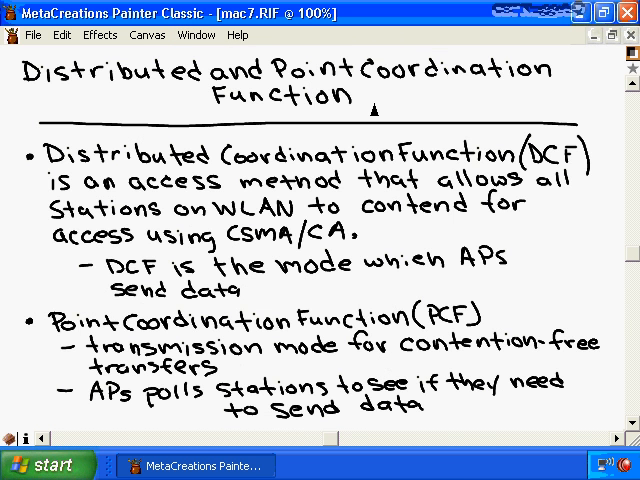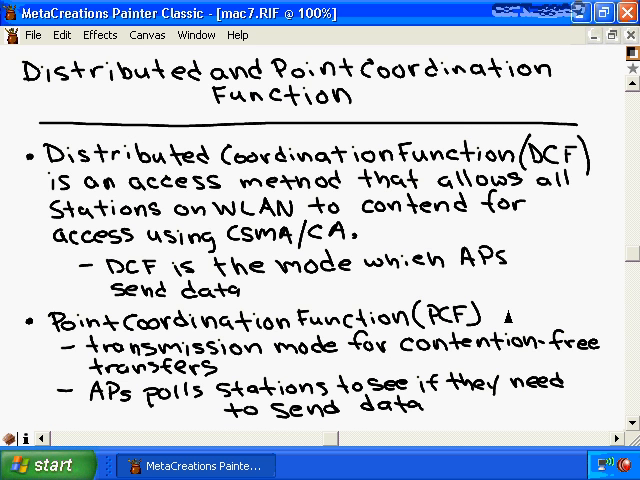The first mode is Distributed Coordination Function, or DCF for short, and the second mode is Point Coordination Function, or PCF for short. DCF is typically the default mode in which a wireless access point sends data on the wireless LAN, and DCF really summarizes a lot of the things that we've talked about so far. When a wireless access point is configured to use DCF, it allows all the wireless stations on the wireless LAN to contend for access on the wireless LAN.